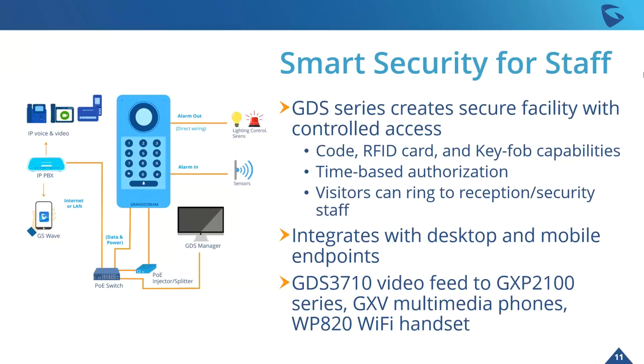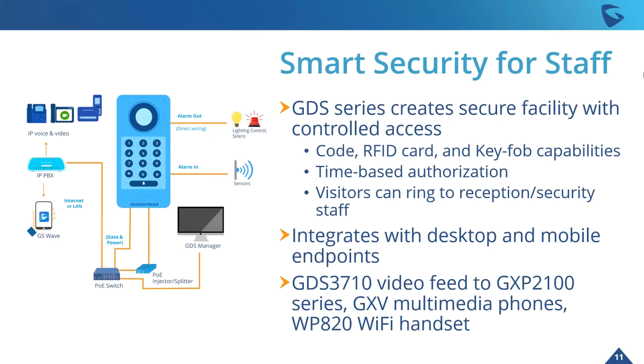And of course, the last bit when it comes to offices that you can deploy is that smart security for staff, all through our GDS series here. As you can see from the illustration on the left, it really does offer a complete facility access solution here. Employees can come in through the office based on a code, RFID card, or a key fob. You can also set up time-based authorization as well to make sure employees are not coming in sort of off hours, keep the area secured once the office is closed.